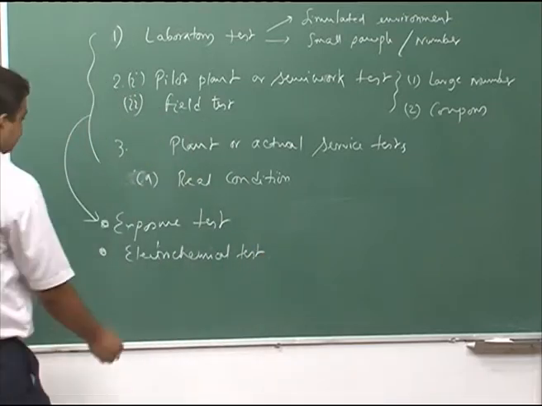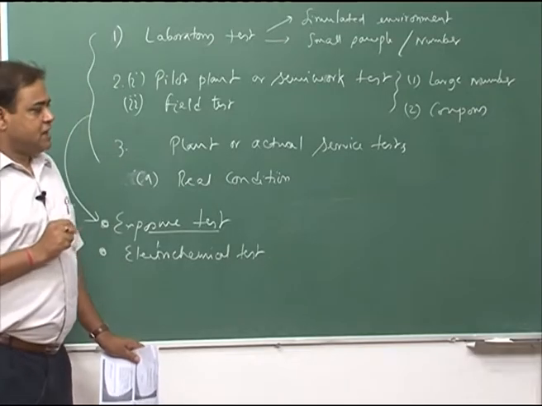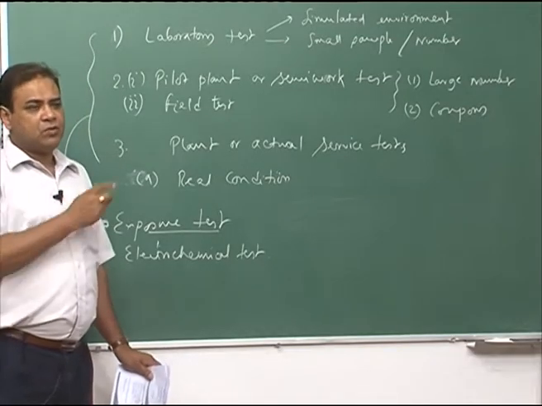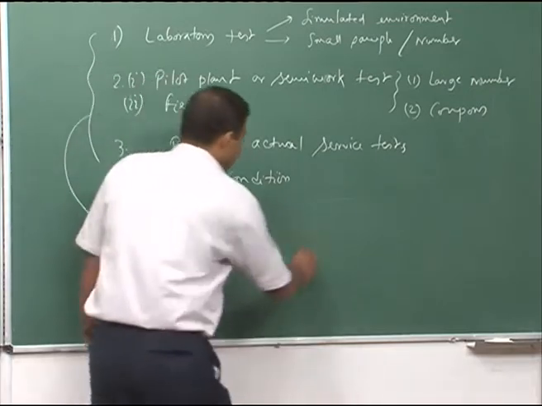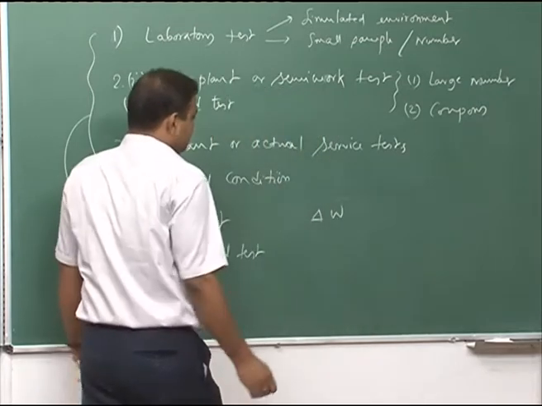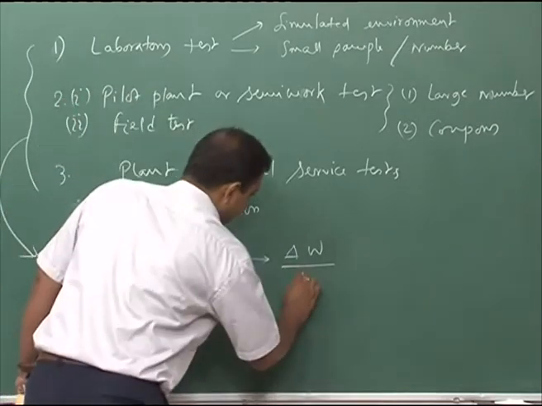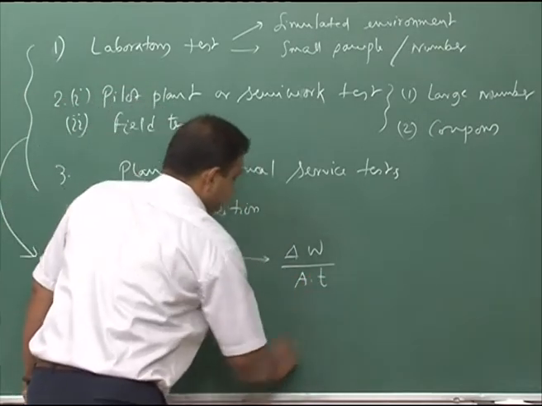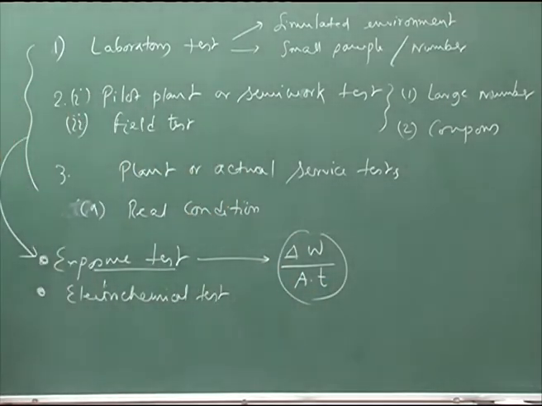In the case of the exposure test, this is the simplest one, where we have some test sample that we expose to the environment, and after a certain time frame we take that sample out and see what the weight loss is. If the weight loss is del W, then del W divided by the area and the time gives the corrosion rate of that particular material in that particular condition.